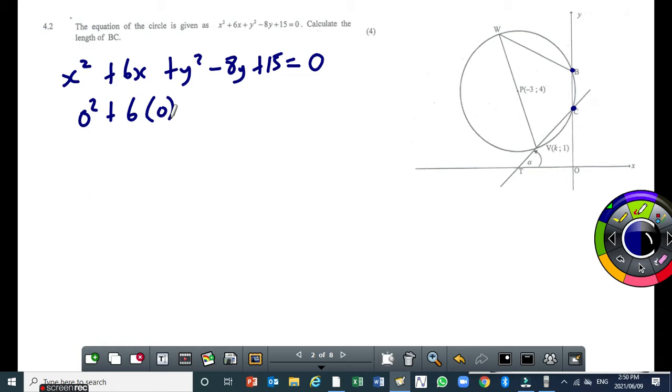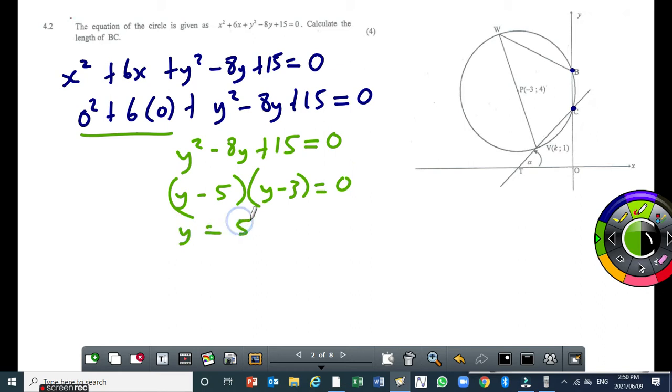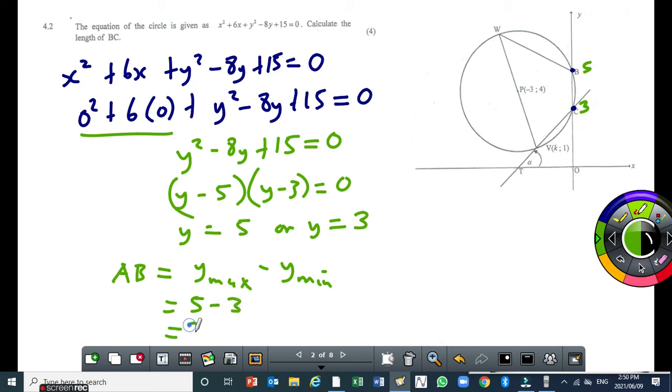So for this question, it's wise to show the substitution. You get y squared minus 8y plus 15 equal to 0. Now, this part gives you 0, so you're left with a quadratic equation in terms of y only. Then you factorize this, it becomes a grade 9 quadratic equation: y minus 5 times y minus 3 equal to 0. Therefore, y equal to 5, or y equal to 3. Now the question is saying find the length. So here y is 5, here y is 3. So the length of BC will be y maximum minus y minimum, which is 5 minus 3. You will get 2 units. And then you're done.